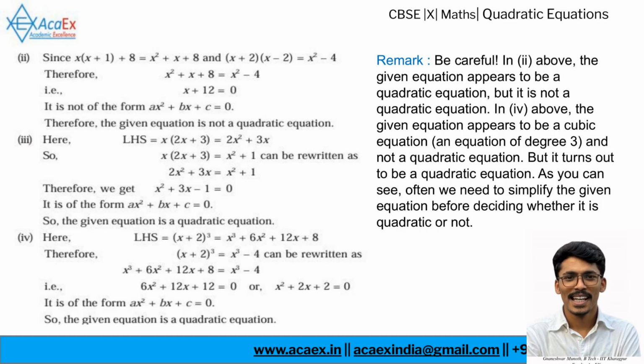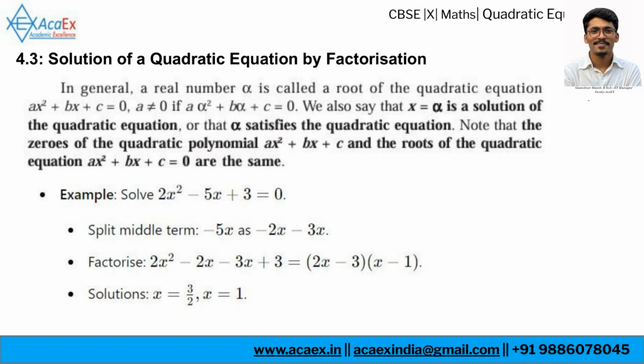The equation (x plus 2) cubed equals x cubed minus 4 simplifies to x cubed plus 6x squared plus 12x plus 8 equals x cubed minus 4. This becomes 6x squared plus 12x plus 12 equals 0, which is a quadratic equation. Remark: an equation might appear to be quadratic but isn't, or appear to be cubic but simplifies to a quadratic. Always simplify first.